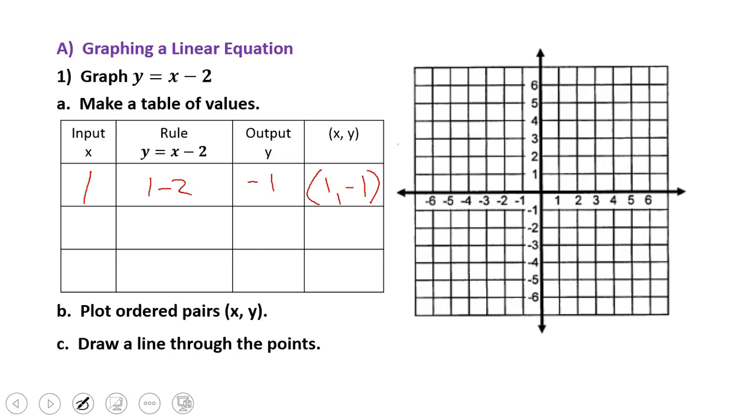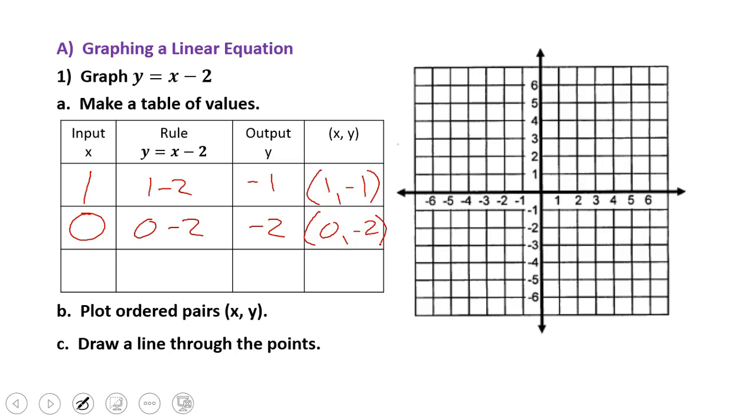The next number you certainly want to always choose is the easiest number ever to do math with, and that is 0. Always choose a 0. If you put that in here and you go 0 minus 2, well, that's going to give me negative 2. So my next ordered pair is 0, negative 2.